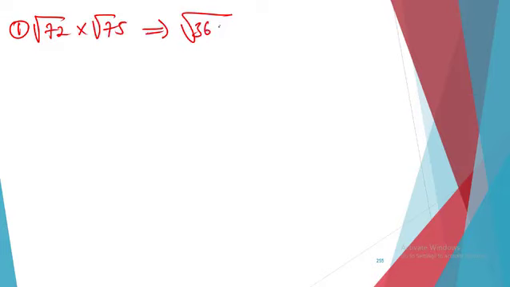Assuming we are given root 72 times root 75 for us to express. 72 first of all is 36 times 2, where 36 is a perfect square. Remember I told us earlier that you must have one perfect square in the square roots. So we have 36 times 2, and that will give us 72, of course. Then 75 can be divided by 25, which is a perfect square, to give us 3. So we have square root of 25 times 3.